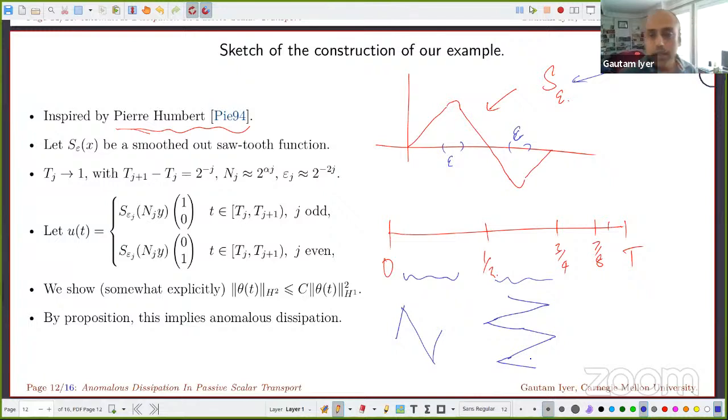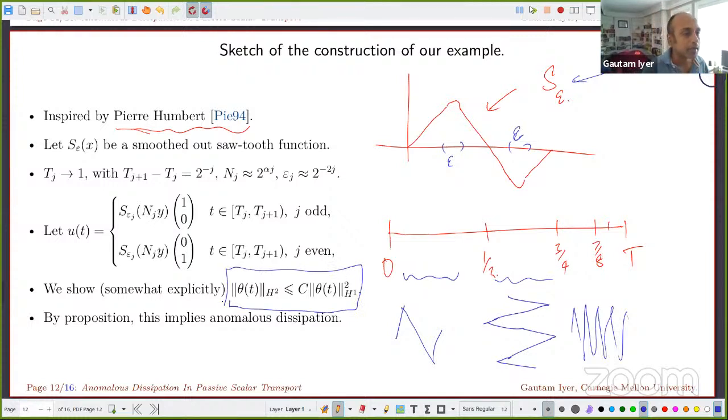Right. And then, okay, at this point, I can't draw it anymore. Now I do vertical again, right? And then I flip, right? So every time I increase the frequency, I flip directions. And then we show, somewhat explicitly, that you have the reverse interpolation balance that we required in the proposition, which is that the H2 norm is bounded above by the H1 norm squared if you do this.